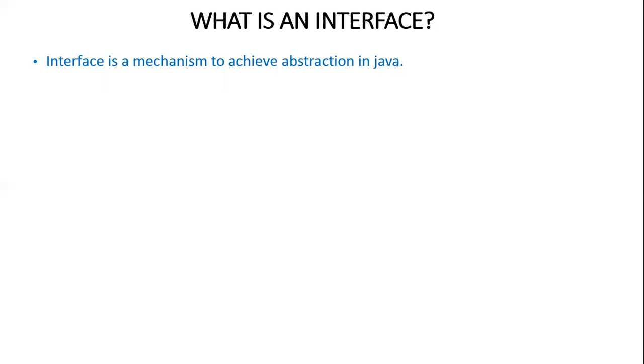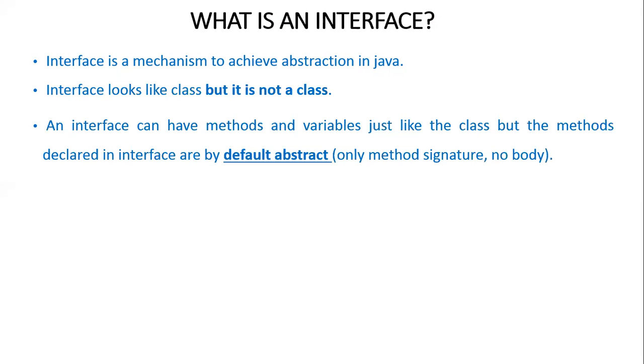An interface is a mechanism to achieve abstraction in Java. Interface looks like a class, but it is not a class. Interface is similar to abstract class, but having all the methods of abstract type. It means all the methods cannot have a body, only a method signature. But there are a few changes after Java version 8 that I'll explain when I write a program for you all.